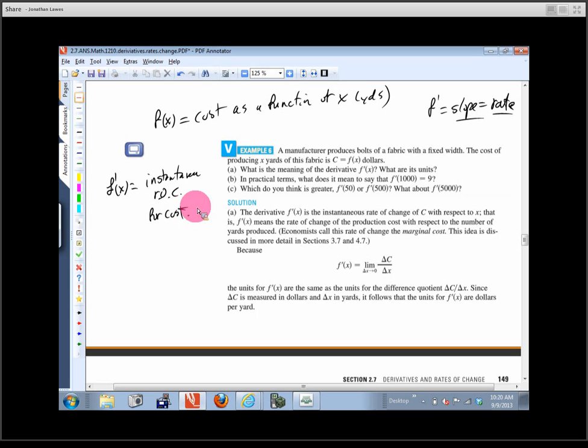And then it says, what are the units? The answer is right down below, right? We could just read through this, but it would be great if we thought about it before we look down below. Think about how we'd find the derivative. It's literally the difference in the cost, which is represented in dollars, over the difference in x, which represents yards. So it's going to be the rate of change in dollars per yard.